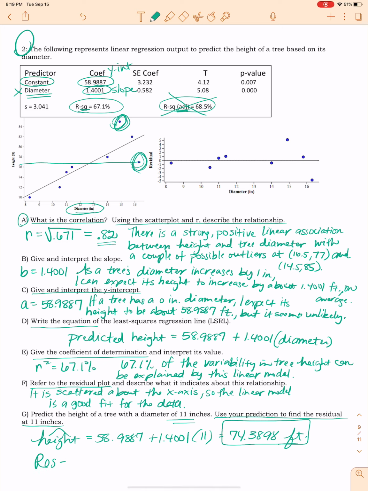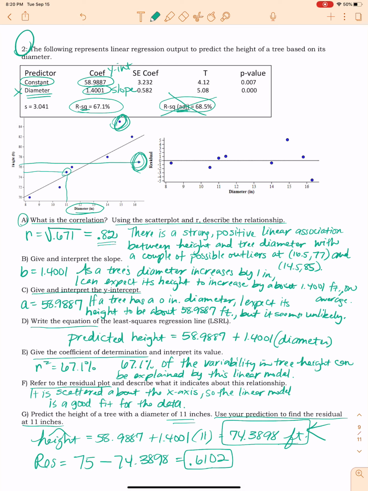Now we're being asked to use our prediction to find the residual at 11 inches. The residual is equal to the actual y value, so I'm going to look at 11 right here, find that point. That's about 75. So 75 minus the predicted value, 74.3898, equals 0.6102. So what does the residual mean in context?